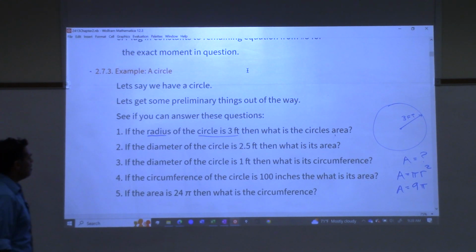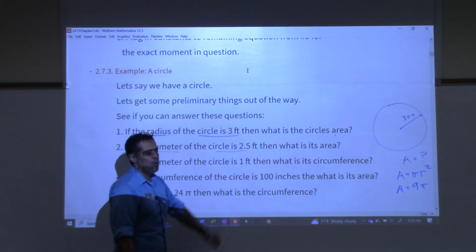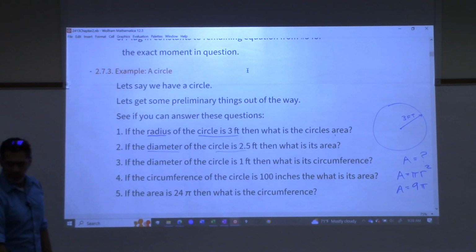All right, different problem: what if I tell you the diameter of a circle is 2.5? Can you find its area? How?